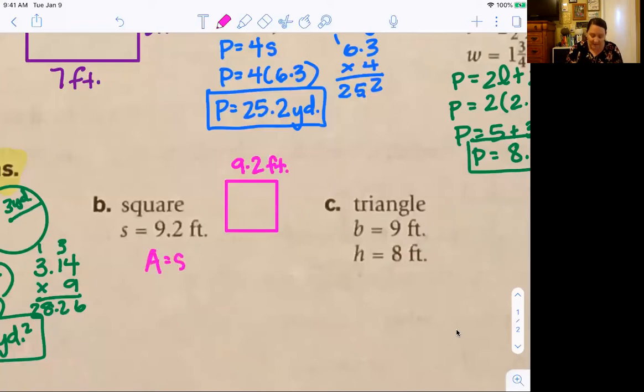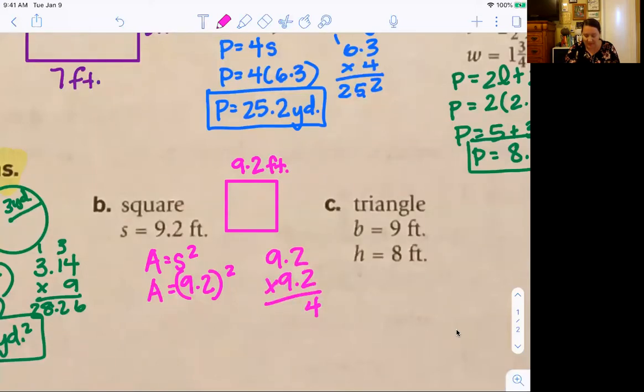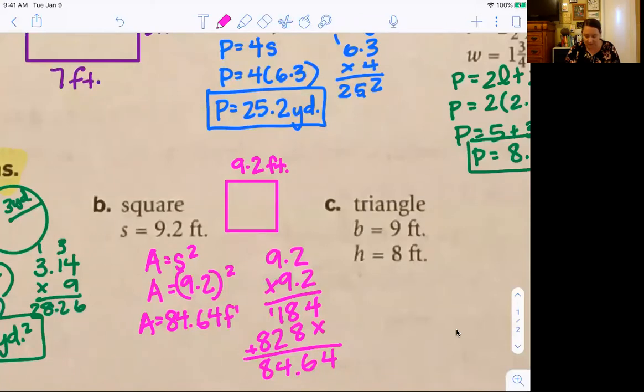Area equals S squared, or area in this case equals 9.2 squared. Is that 9.2 times 9.2 or 9.2 times 2? It's 9.2 times 9.2. So I'm going to work it out and you work it out, and we'll see if we get the same answer. Area equals 84.64 square feet. Is that what you got? I hope so. Let's keep moving on.